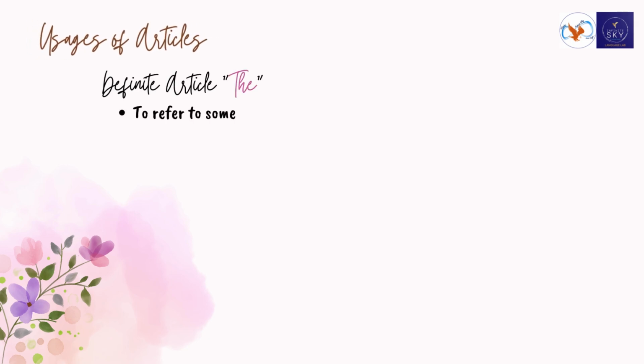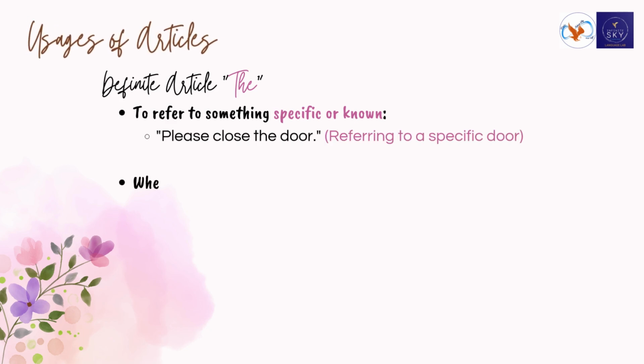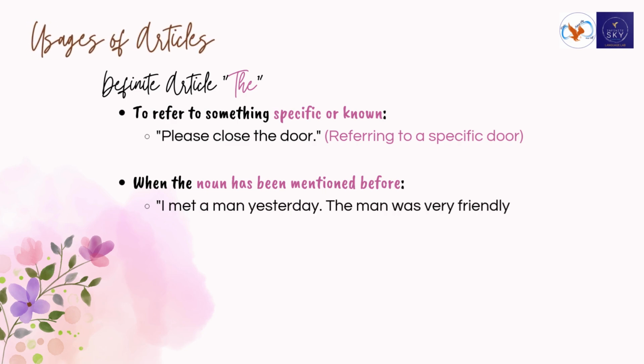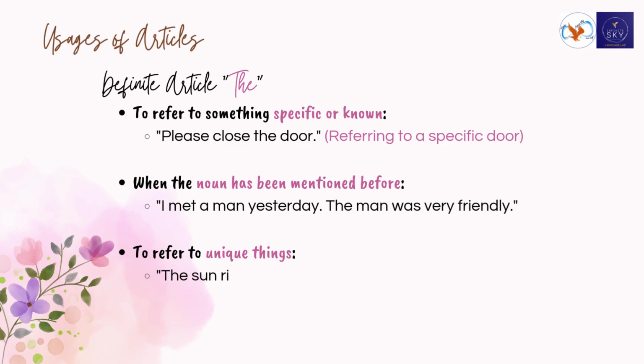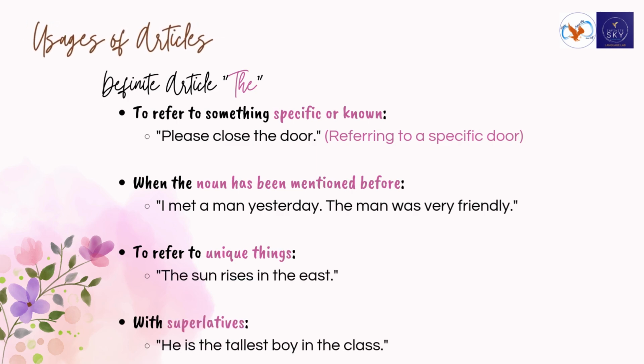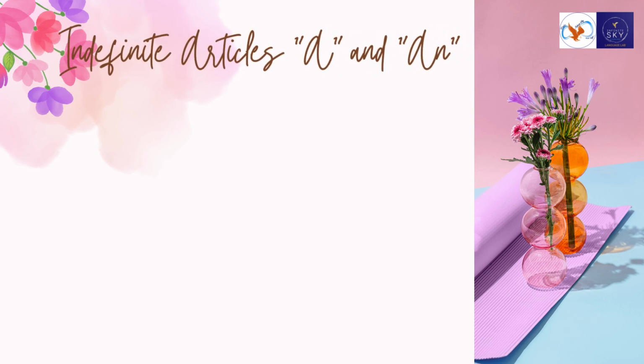The. We use the when we are talking about something specific, something that's known to both the speaker and the listener. Secondly, when the noun has been mentioned before. Then, for the unique things, and finally, with superlatives. Observe these examples. Next up, the indefinite articles.